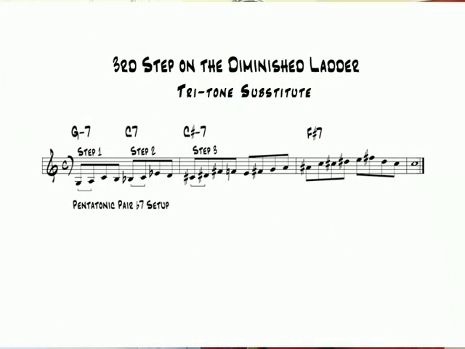When jazz vocabulary patterns are formed on the third step of the diminished ladder, it creates the sound of the tritone substitute. These patterns sound great even if the background chords are not altered. I'm going to start again on step 1 of the ladder and play up to step 3 to help you hear the different relationships created on each step.